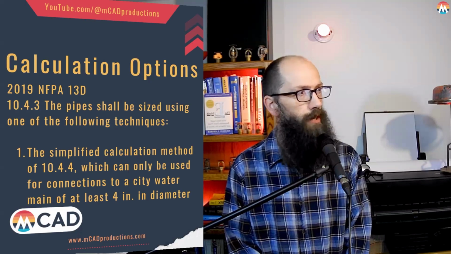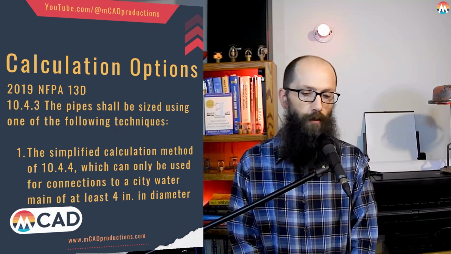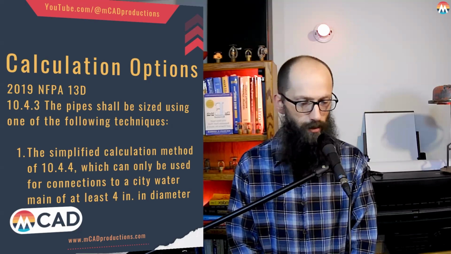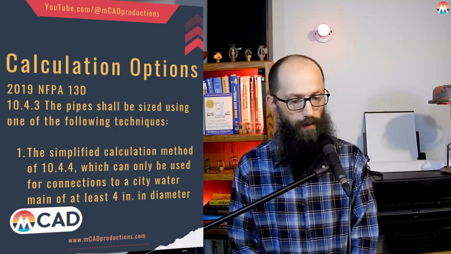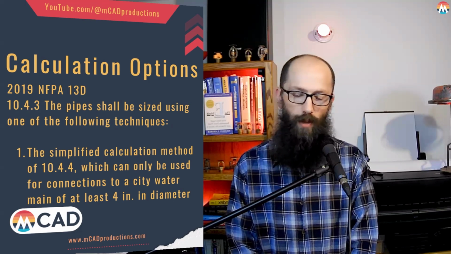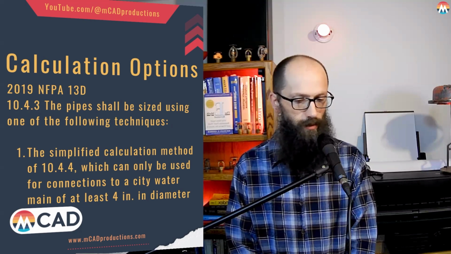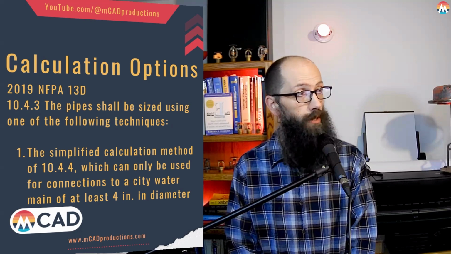We're talking about calculation options. Okay, now we're going to get into the meat of what these calculation options are that we mentioned earlier. Now that we understand what our water supply options are, and the limitations of what our water supply may be, maybe we can get a tank and pump to solve it, but how are we going to calculate?